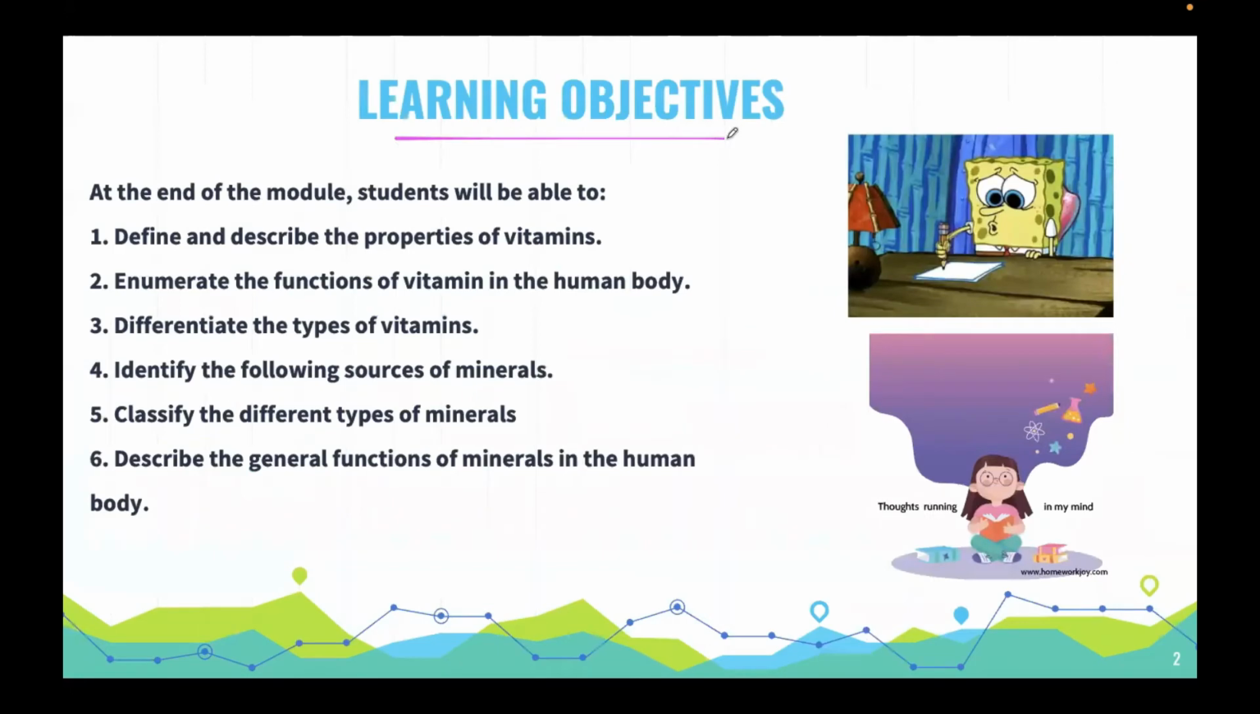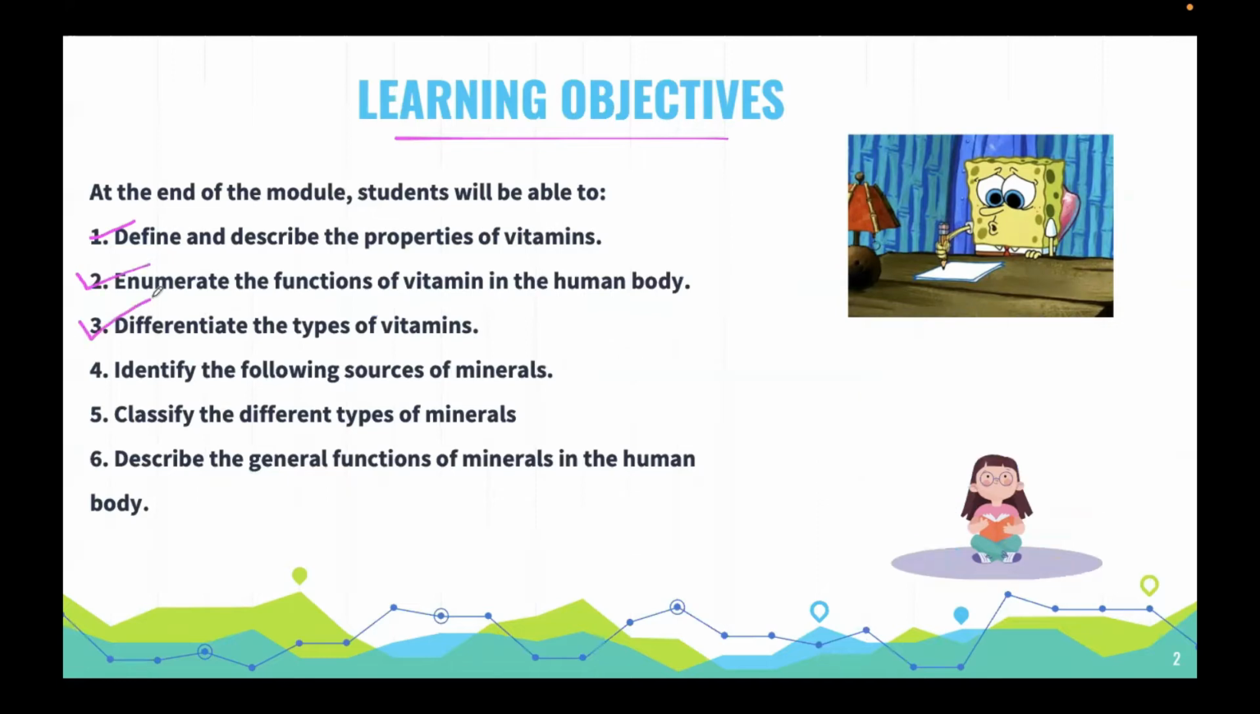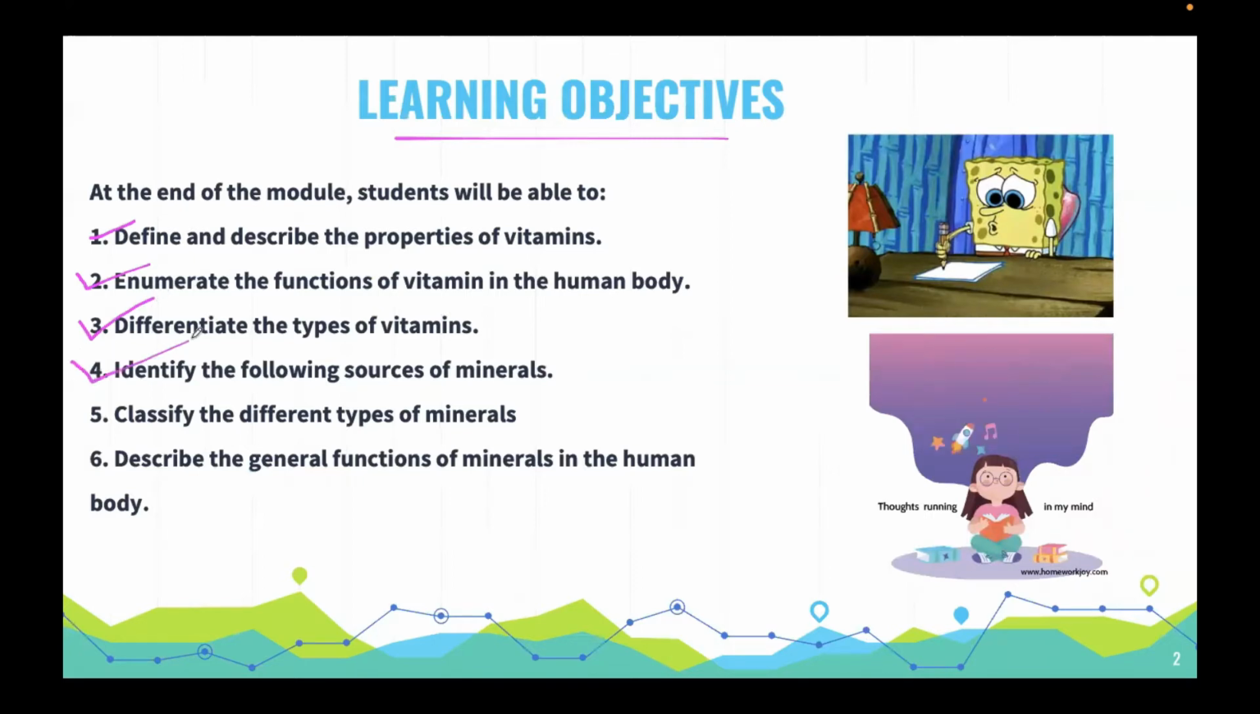So for your learning objectives, at the end of the module, you students will be able to, number 1, define and describe the properties of vitamins, enumerate the functions of vitamins in the human body, differentiate the types of vitamins, identify the sources of minerals, classify the different types of minerals, and lastly, describe the general functions of minerals in the human body.